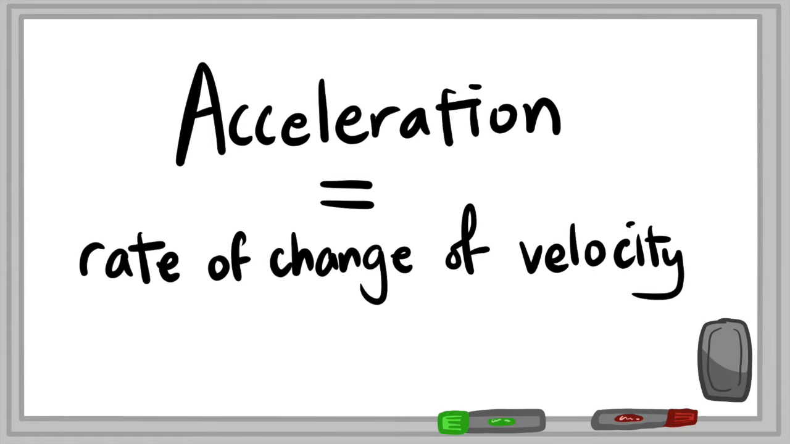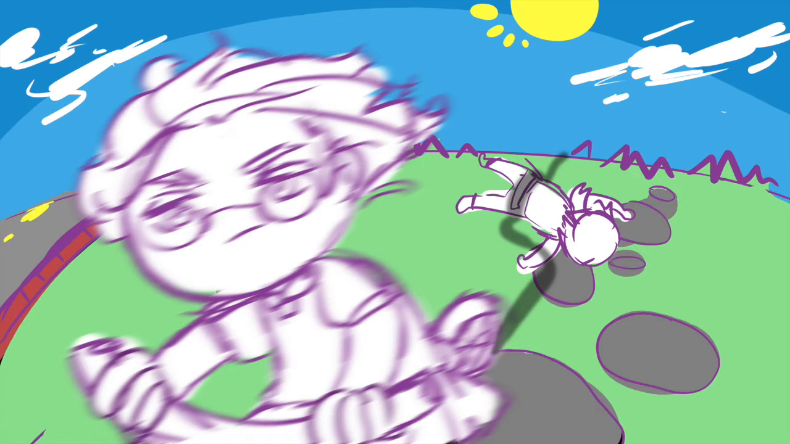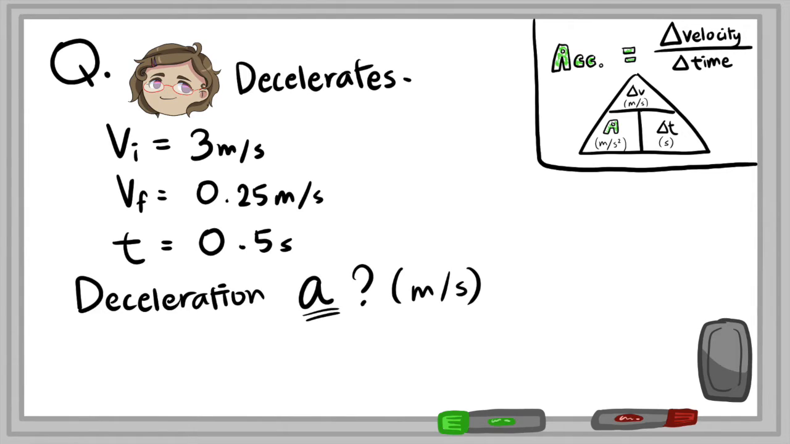Acceleration is the rate of change of velocity. It's a change in velocity divided by the change in time. For example, Remy, being a decent person with common sense, decelerates her bike when she sees someone blocking her way. Her initial velocity was 3 meters per second, and her final velocity is 0.25 meters per second. Her reaction time and stopping time combined is 0.5 seconds. What is her deceleration in meters per second? Stop this video and try it out.